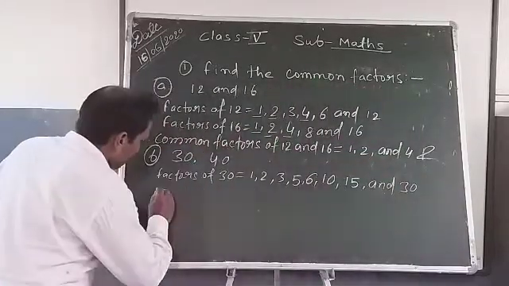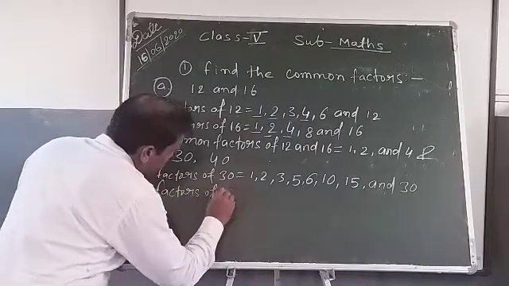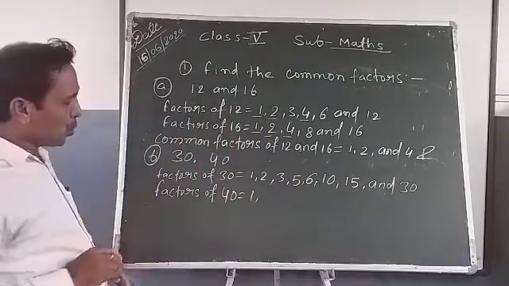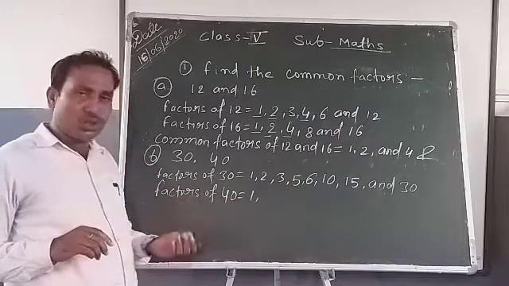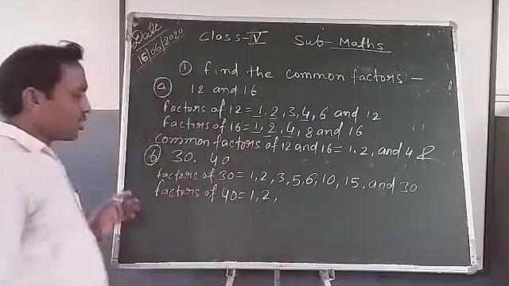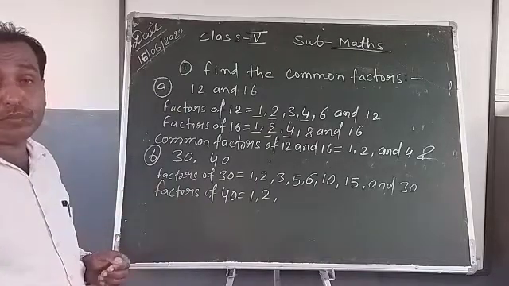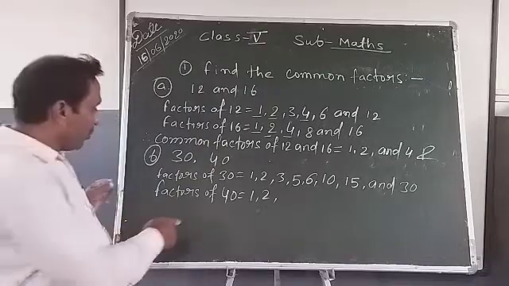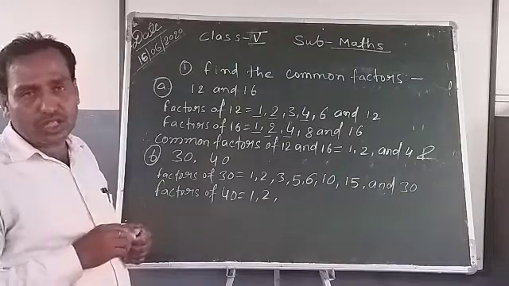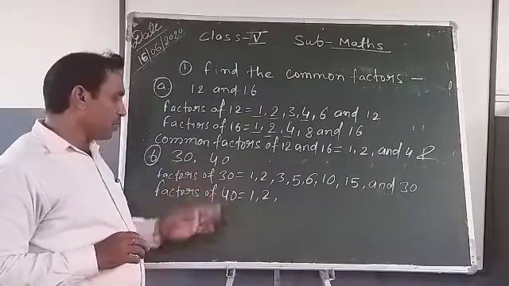Again, you check the factors of 40. 1 is every number's factor. 2 divides 40 because the unit place is 0. So again you write 2 as a factor of 40. 3 is not a factor of 40. Why? Because 4 plus 0 is 4, and 4 is not coming in the table of 3. It means 4 is not a multiple of 3. So 3 is not a factor of 40.